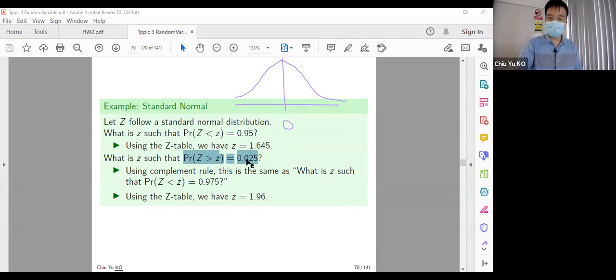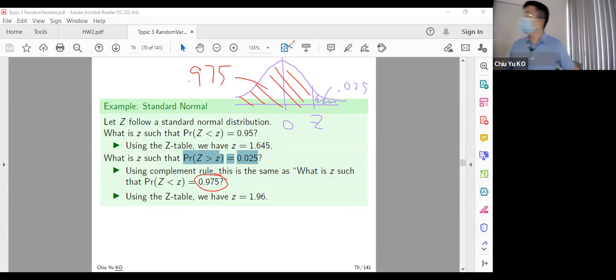There's a 0 here, and we're asking for this area, which is 0.025. And we know that the total area must be 1, so we use the complement rule. The red one will be 0.975. Okay, that's what it means. And we just do NORM.S.INV of 0.975. You get 1.96.